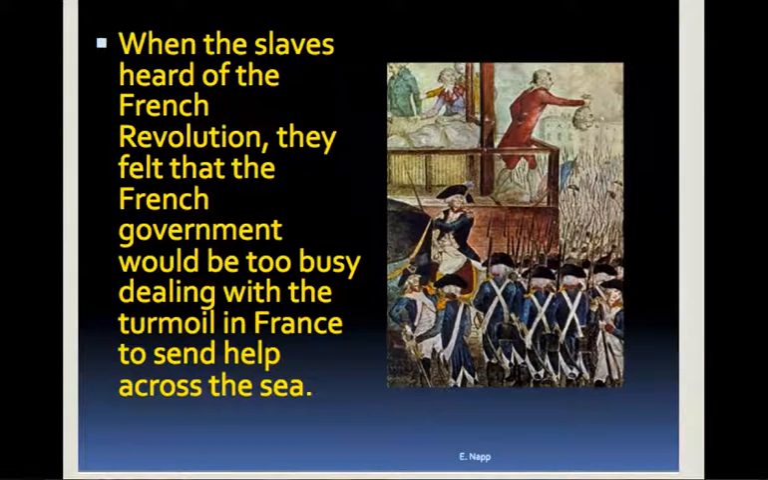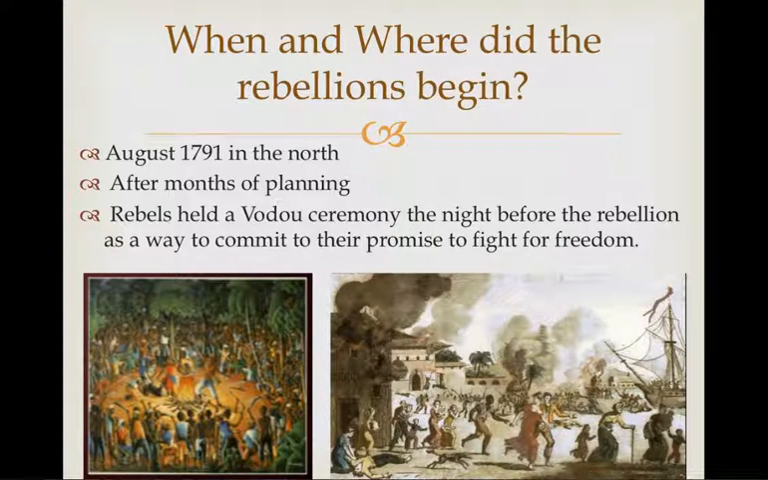So when the slaves heard of the French Revolution, they felt that the French government would be too busy dealing with the turmoil in France to send help across the sea. So remember, they're passing secret messages, and the Maroons are in the mountains, and they're planning, and they said this would probably be a great time to do our rebellion and fight and free all the slaves, because they're all fighting over in France, so they're so busy over there that they won't even be able to send help from France. So this is the next question on the study guides.